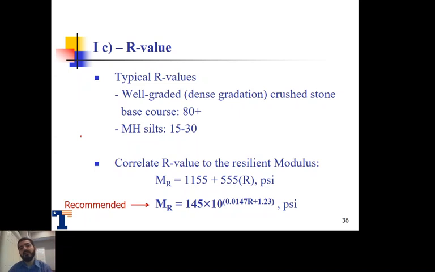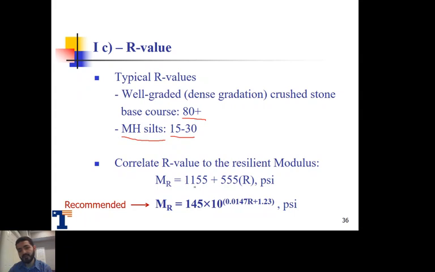Typical R values for well-graded, dense graded crushed stones are 80 plus. For MH soils, it is somewhere between 15 and 30. And the bigger question here is how can we convert the R value to resilient modulus to use in any pavement software? There are multiple equations.